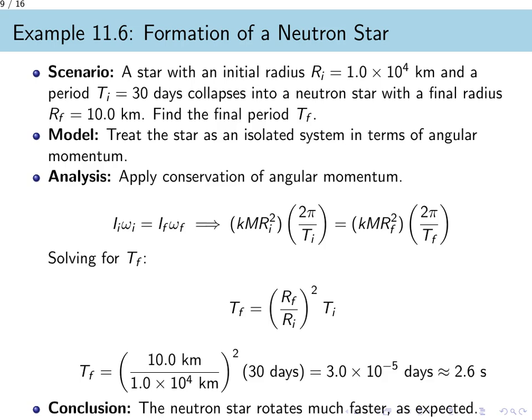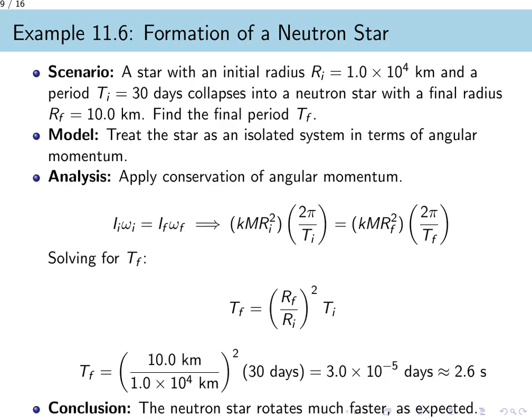The final period, T final, equals the initial period, T initial, multiplied by the square of the ratio of the final radius to the initial radius. Plugging in the values, we find the final period is about 3 × 10^-5 days, which is equivalent to 2.6 seconds. The neutron star's final rotation period is incredibly short, demonstrating how a massive decrease in radius causes a dramatic increase in rotational speed.